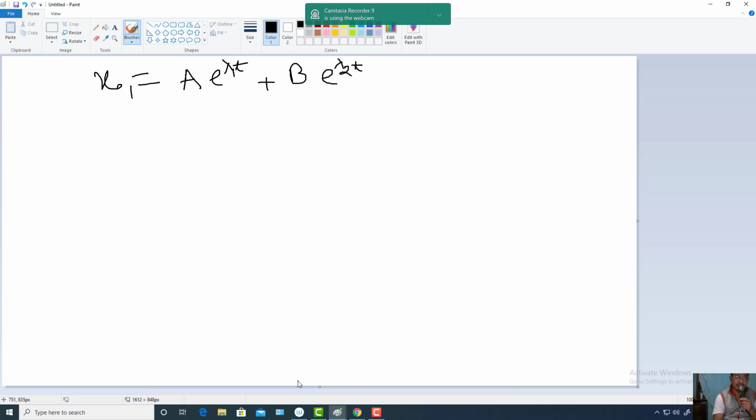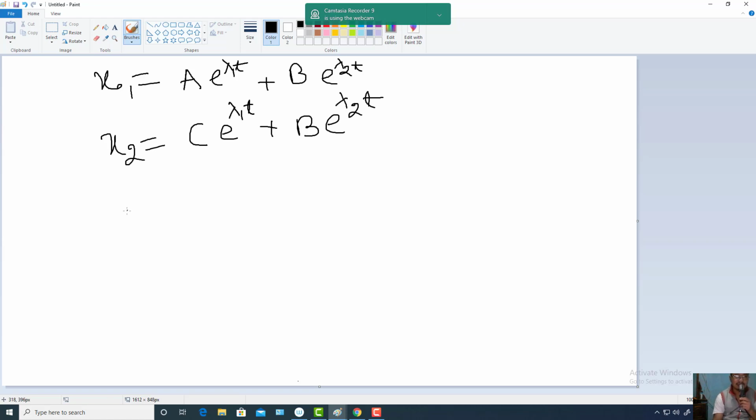So how do we write the solution? For the second equation, x2 is equal to, instead of a here it will be capital C, e to the power lambda 1 t plus b e to the power lambda 2 t, since the equation has the same characteristic roots. You can write like this. This is the x1 solution, this is the x2 solution.